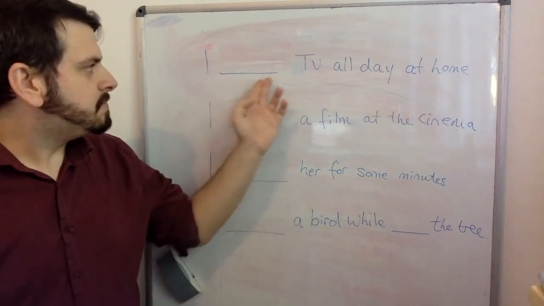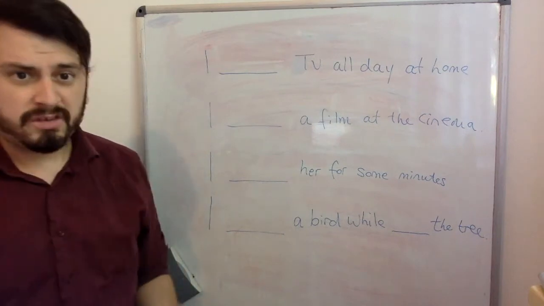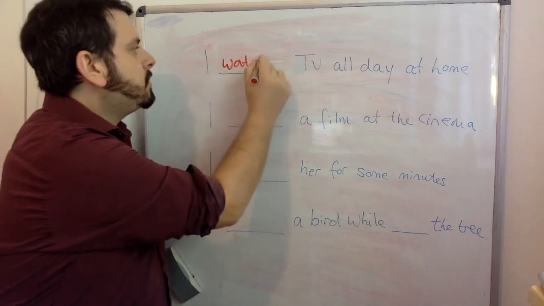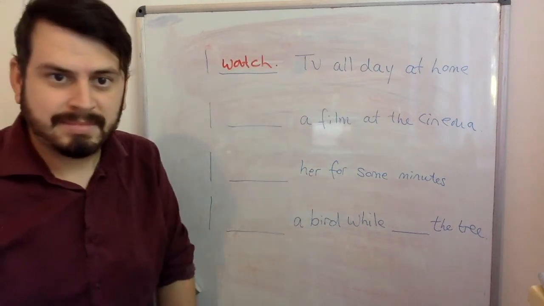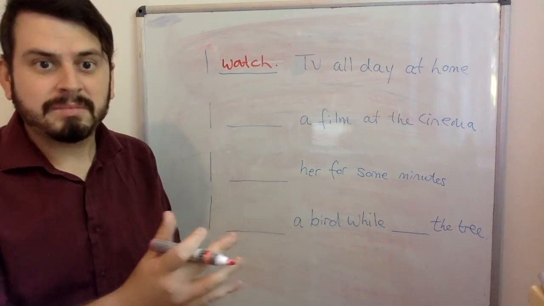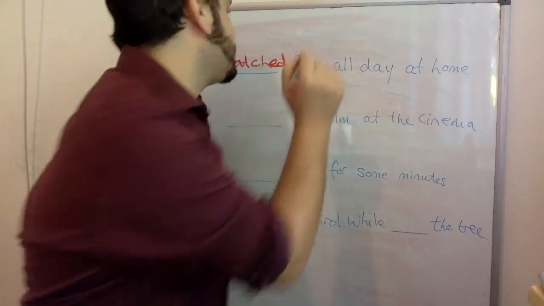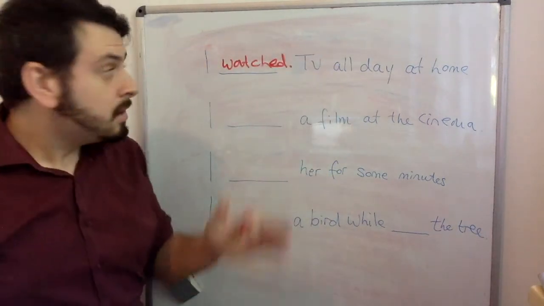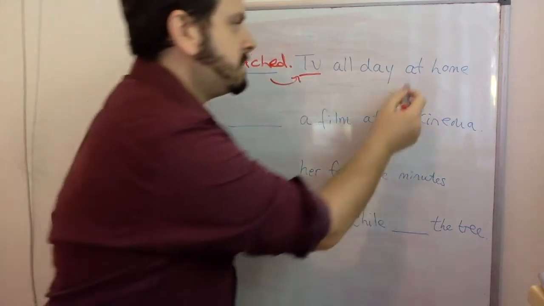It says, I blank TV all day at home. And like we said, the verb we should use here is, that's right, very good, watch. I watch TV all day at home. That's obviously present simple. I regularly do that. But maybe I want to talk about yesterday, so I'm going to say I watched TV all day at home yesterday. Watch TV because we watch TV and it's at home.